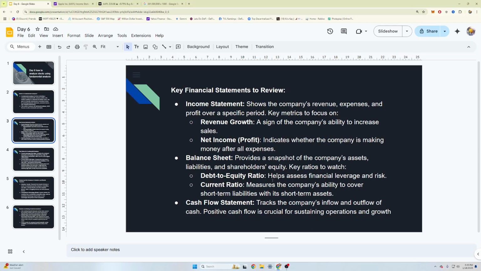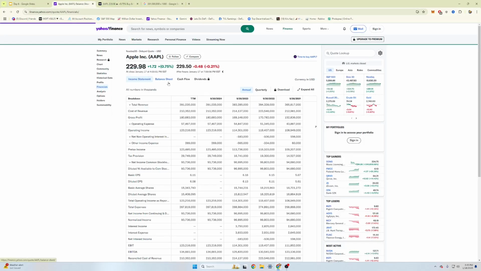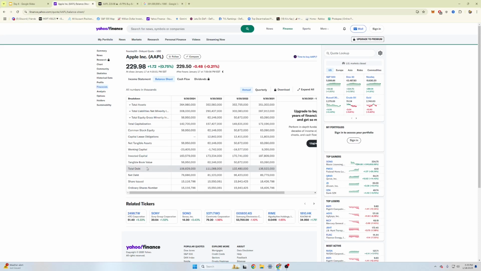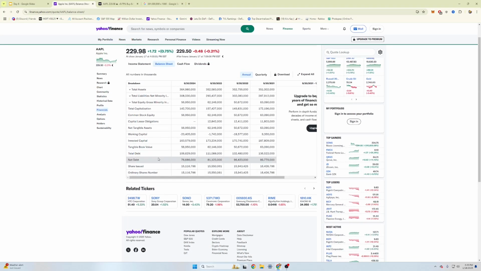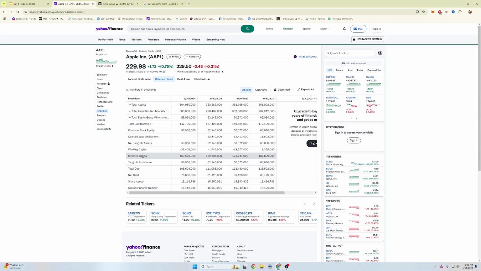Debt to equity ratio helps assess financial leverage and risk. So we go to the balance sheet really quickly. We look to the debt to equity ratio, and I don't see it. Well, that just shows you the debt to equity. So what is the debt of the company compared to the equity? You want that to be positive.